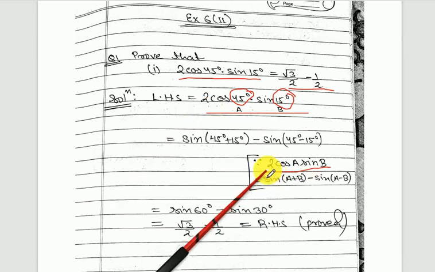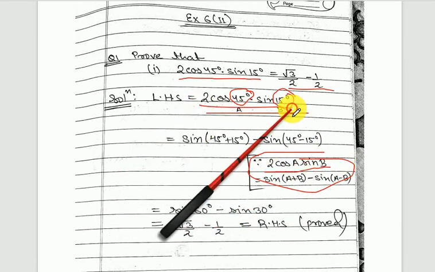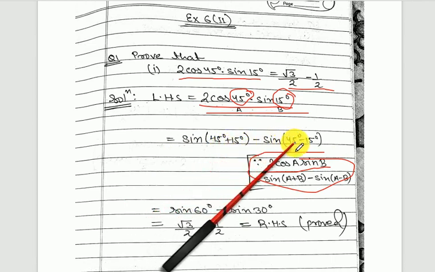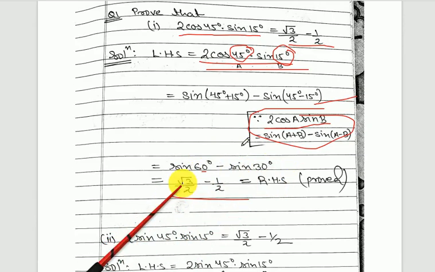Okay, so using this formula, this can be written as sine 45 degree plus 15 degree minus sine 45 degree minus 15 degree. So this would become sine 60 minus sine 30. This is a standard angle, you know the values, so that way you will get your right hand side.